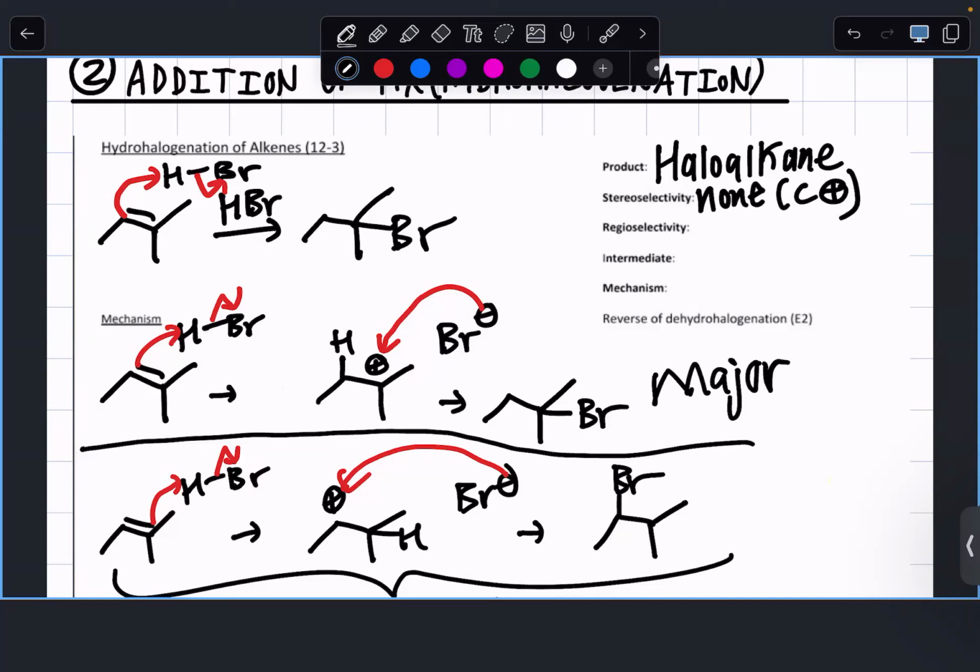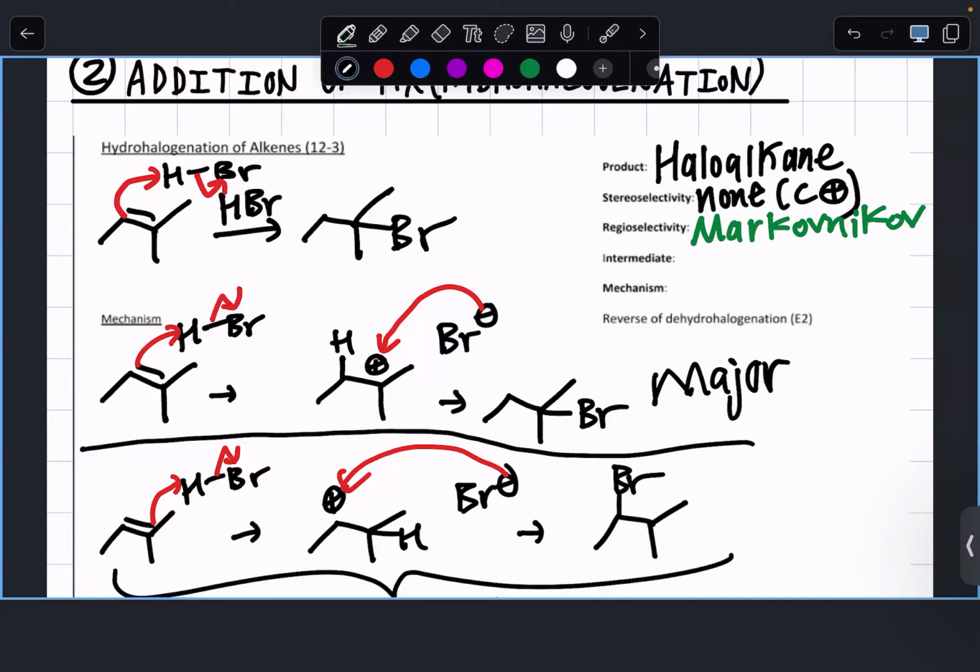Because let's say the H here was grabbed on the top side. Let's say that H was a wedge. This bromine could be a wedge or a dash as well. So it could be syn or anti-addition. That's why there's no stereochemistry, because this is flat and planar, where the bromine can attack on the top or bottom side. It doesn't matter. Right. For regioselectivity, this is Markovnikov. Because we see that the nucleophile bromine attached to the more substituted side of the alkene. That's the Markovnikov rule.